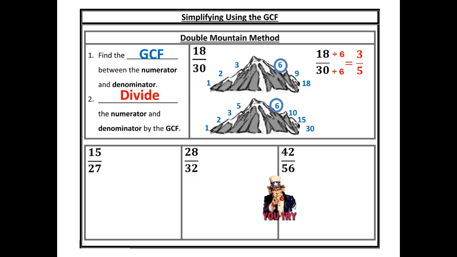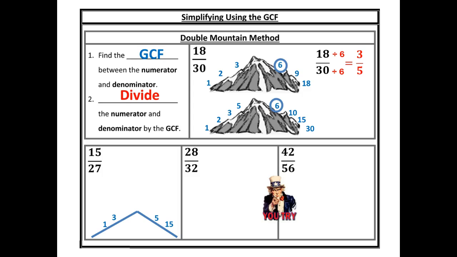Let's try a couple examples together. So in this case, I'm just going to do the single mountain method. So I just need to draw an up angle and a down angle. I'm going to start with my smallest value, so 15. 1 times 15. 15 divided by 2 gives me a decimal, so 2 doesn't work. 15 divided by 3 gives me a whole number, 5. 15 divided by 4, decimal. 15 divided by 5, well, 5's already on my list.